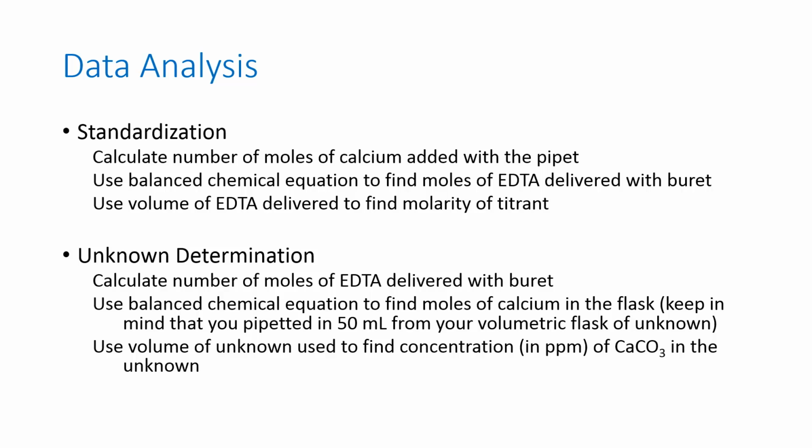You calculate how many moles of EDTA you delivered with the burette based on your volume and your molarity. Use the balanced chemical equation to find moles of calcium in the titration flask, which contains 50 milliliters from your volumetric flask of your unknown. And then use the volume of the unknown used to find the concentration in ppm of calcium carbonate. Remember, you're expressing your results that way, not with percent or molarity or anything else.